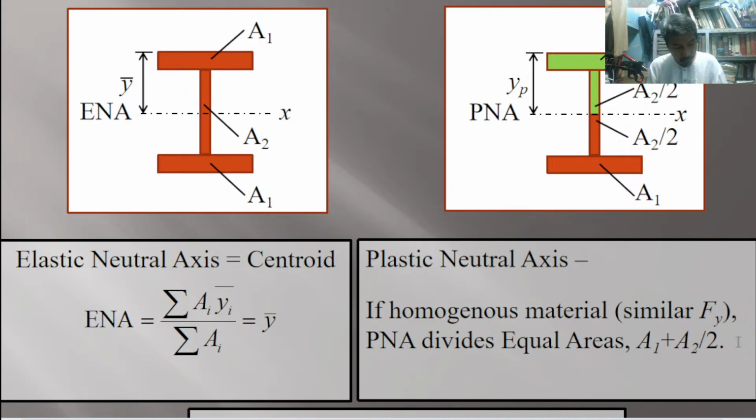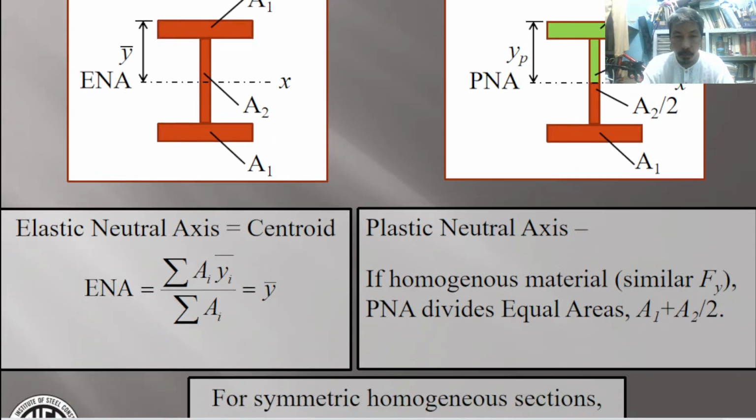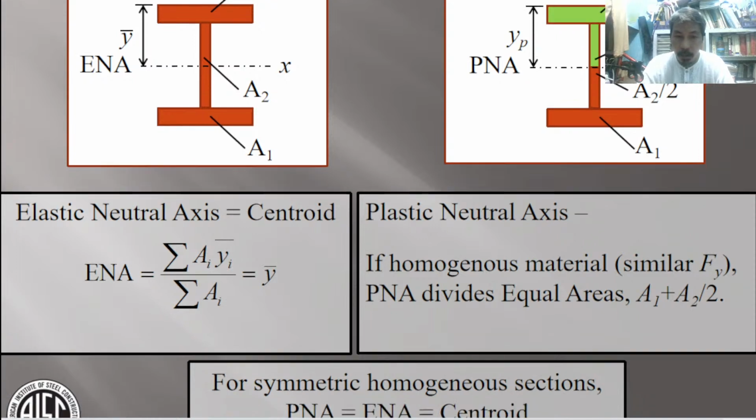Depending upon the balance between tension and compression parts in the cross-sectional area. For a symmetric homogeneous section, PNA is just the same as ENA, which is the neutral axis or the centroid.